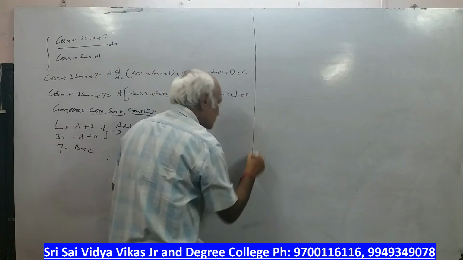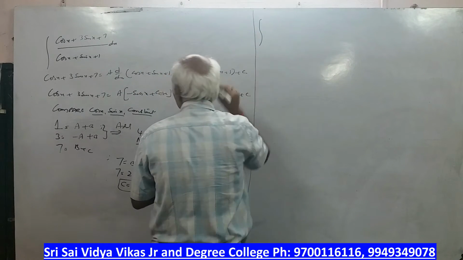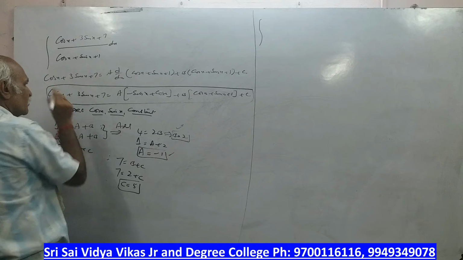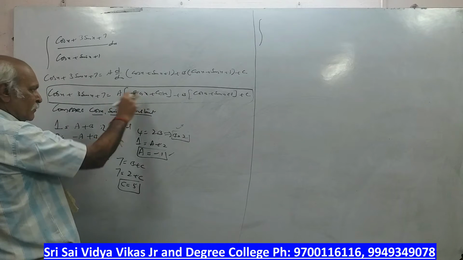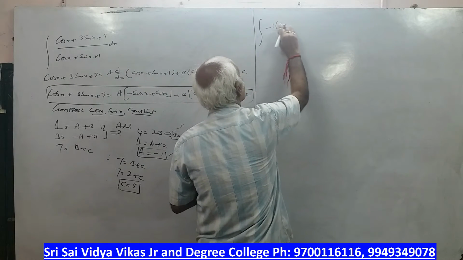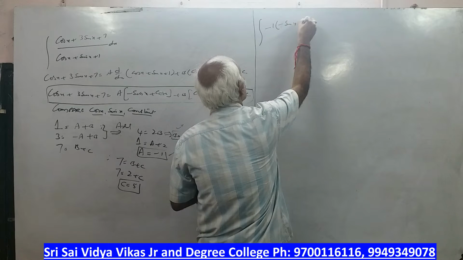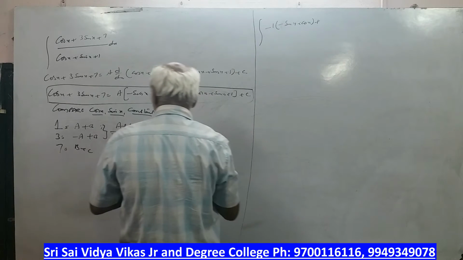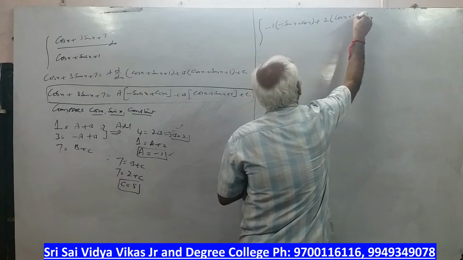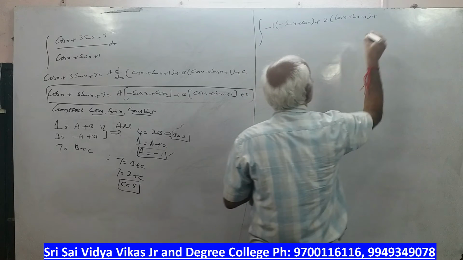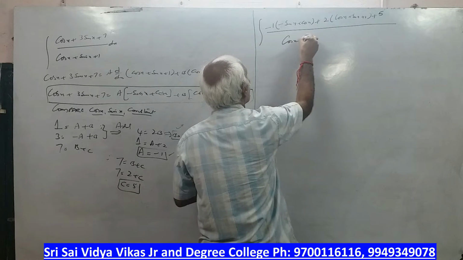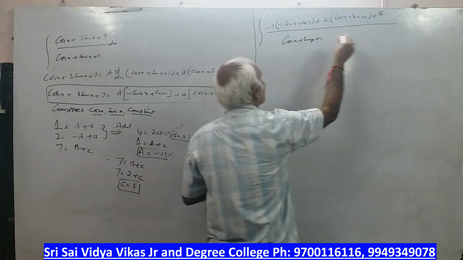Now look at here, I am writing the integration, underlining this equation. The numerator is a into derivative of this term. What is the a value we got? Minus 1. Minus 1 into the derivative, plus b, what is the b value? 2 into (cos x + sin x + 1), plus the c value 5, by (cos x + sin x + 1) dx.